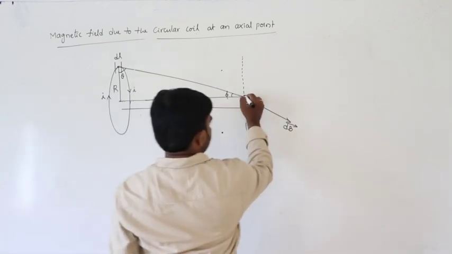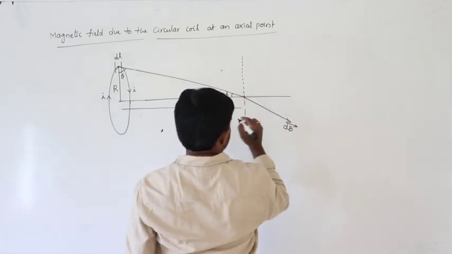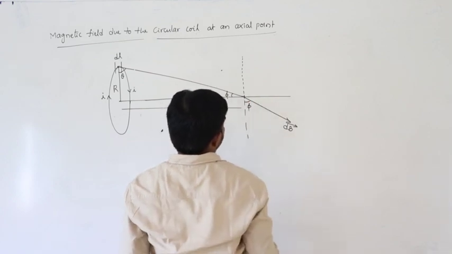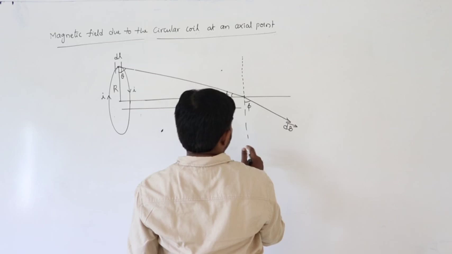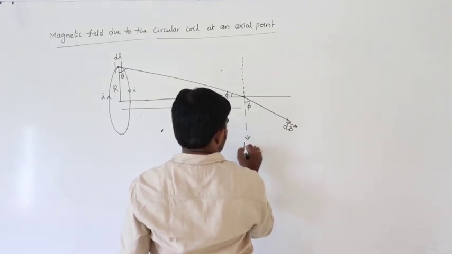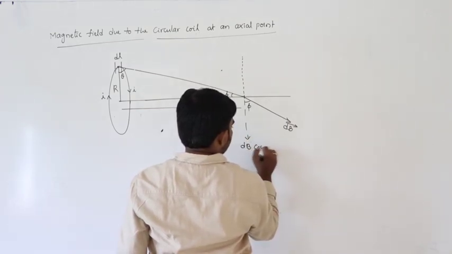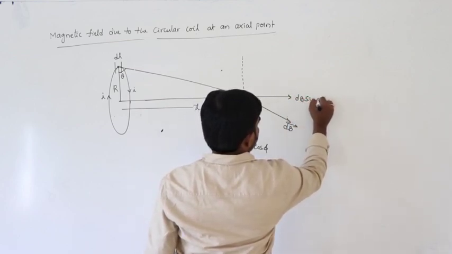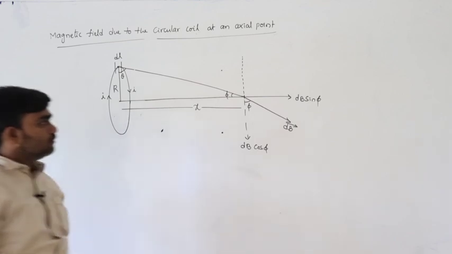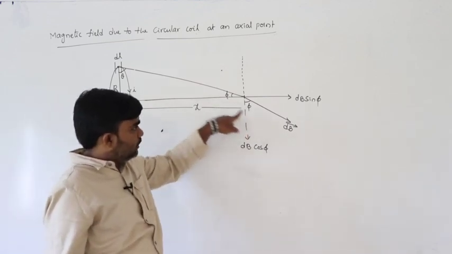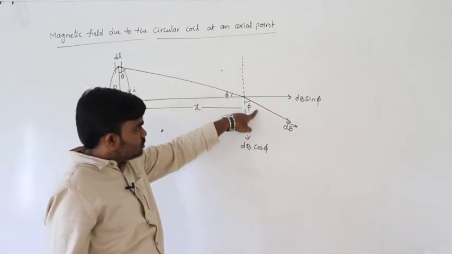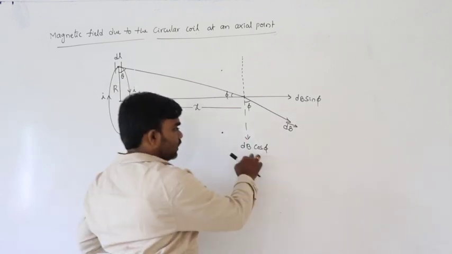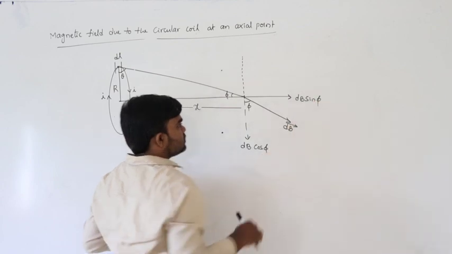So let us say this is phi. This can be written as dB cos phi and this is dB sin phi. The magnetic field can be divided into two mutually perpendicular components. This is dB cos phi and this is dB sin phi.